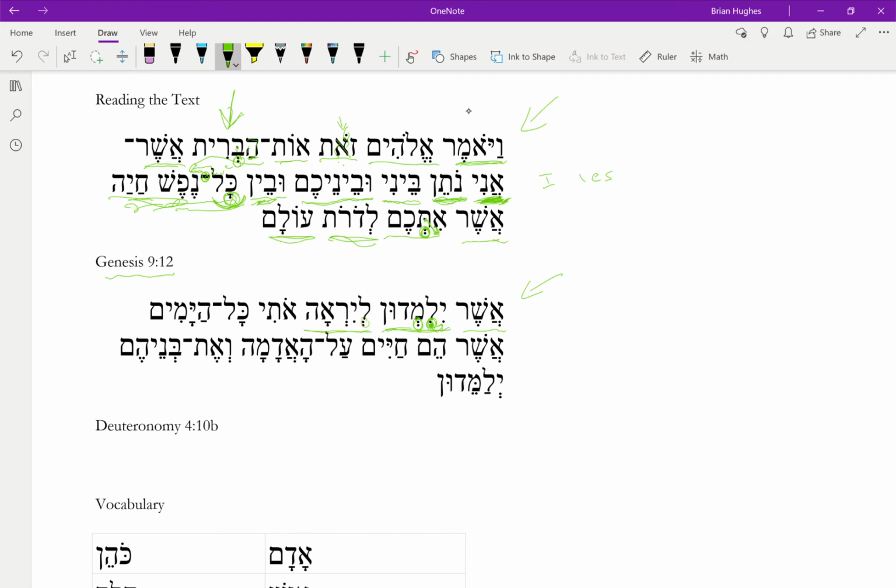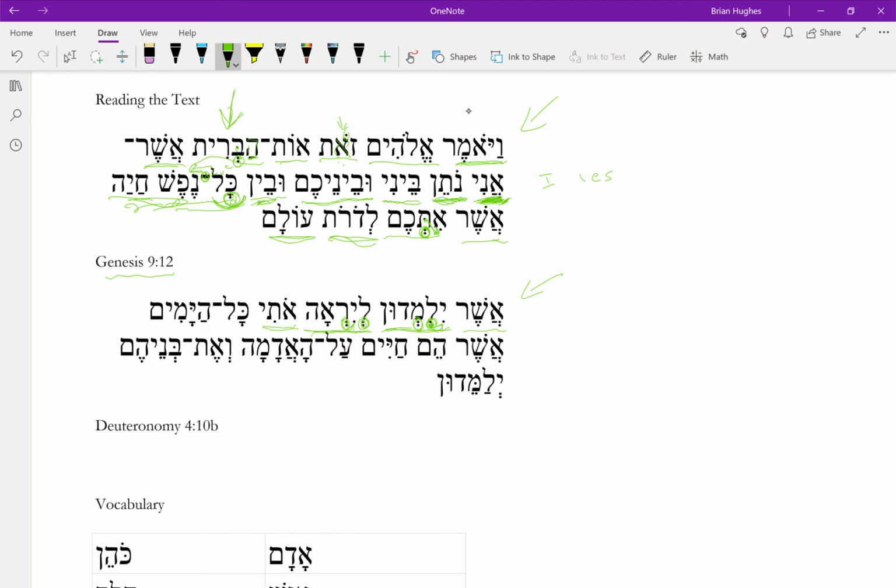Here we have two shavas, but they're not back to back. So, this first shava is going to be vocal because it begins the word. So, you got to have a sound there. The second shava is going to be silent because it's preceded by the hirek, the short vowel. So, this is going to be la yira, la yira.